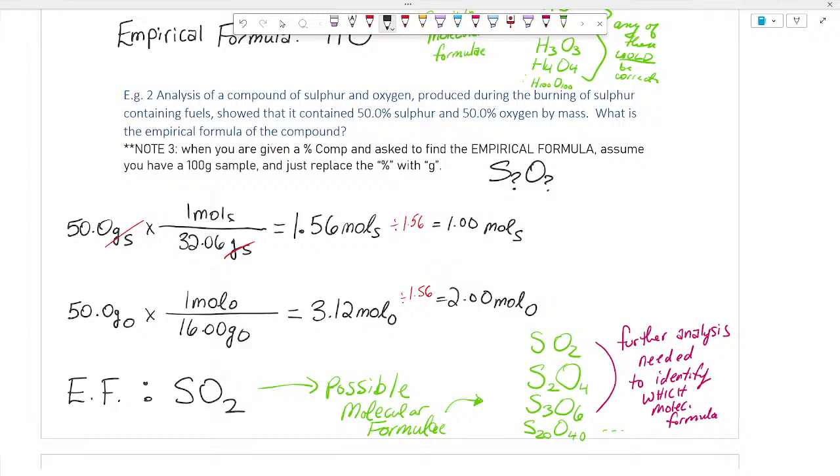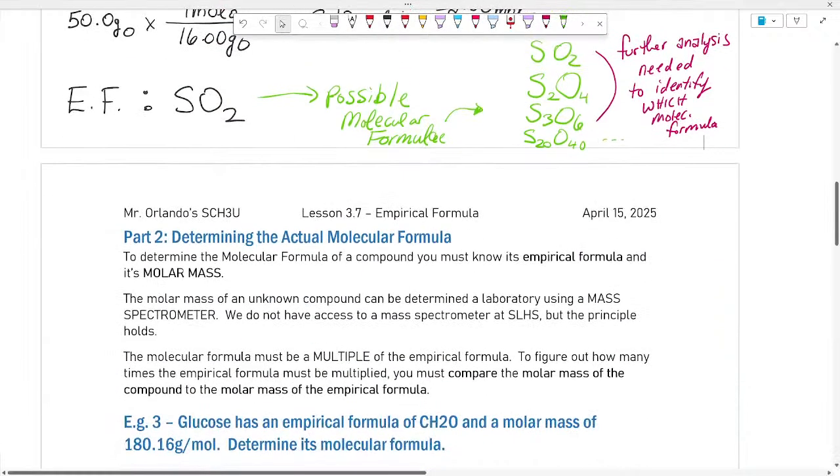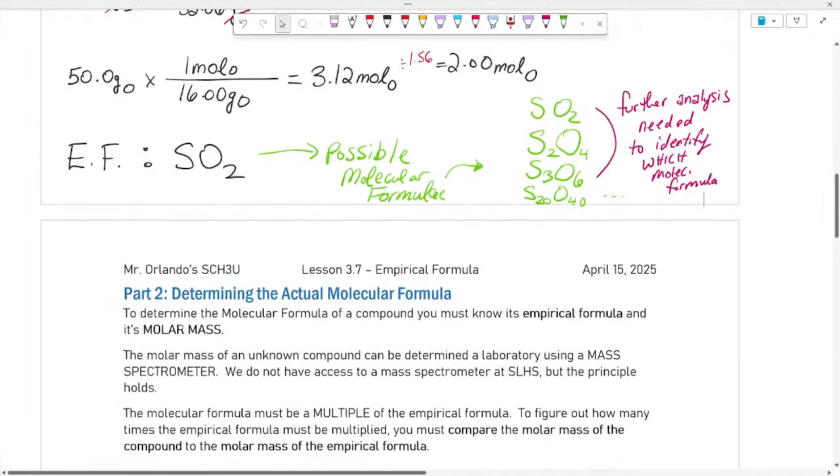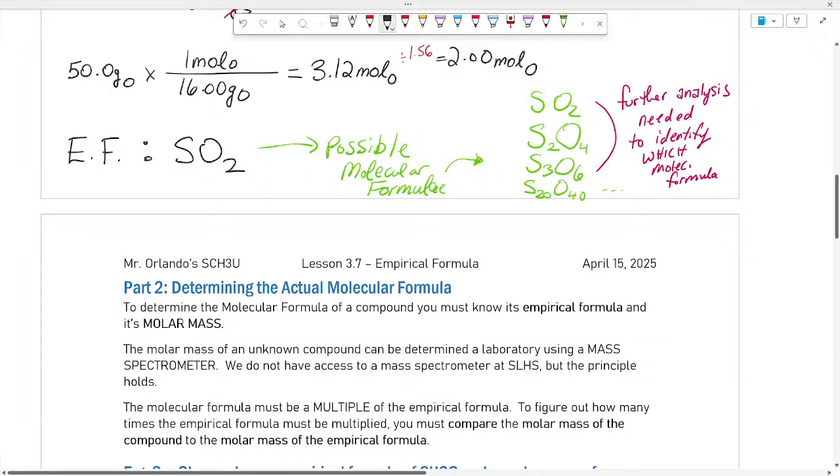How's that feel? So far, it feels exactly like yesterday's lesson, right? So now, the next step is, if we want to know which of these is correct, the easiest thing we could have available to us is if we knew how heavy one of these molecules was. Does that make sense? If we knew the weight of a molecule, we could test whether it was SO2, S2O4, S3O6, S20, 40.